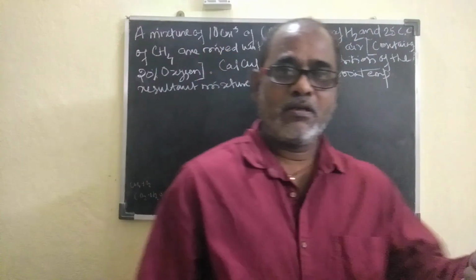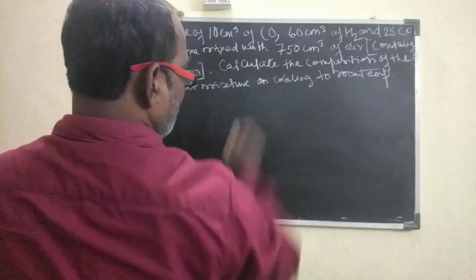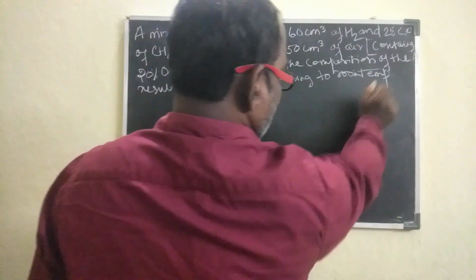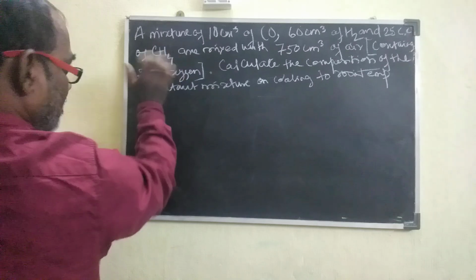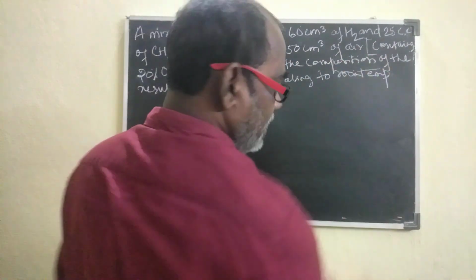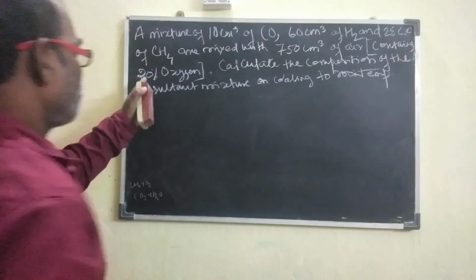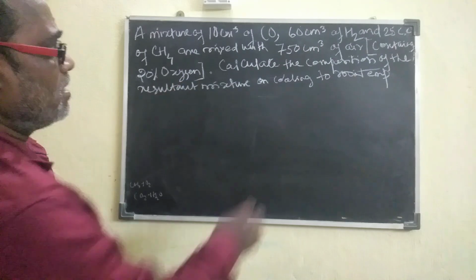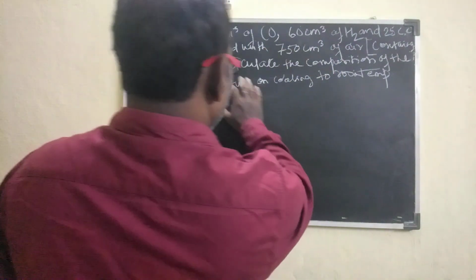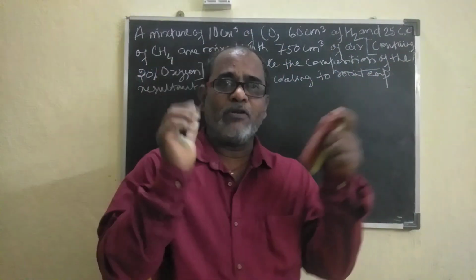Okay, one more question is written in the book: a mixture of 10 centimeter cube of carbon monoxide, 60 centimeter cube of hydrogen and 25 centimeter cube of methane are mixed with 750 centimeter cube of air. Here it is written 750 centimeter cube of air containing 20% oxygen. This is the volume of air in which 20% is oxygen. Then you have to calculate the composition of the resultant mixture.